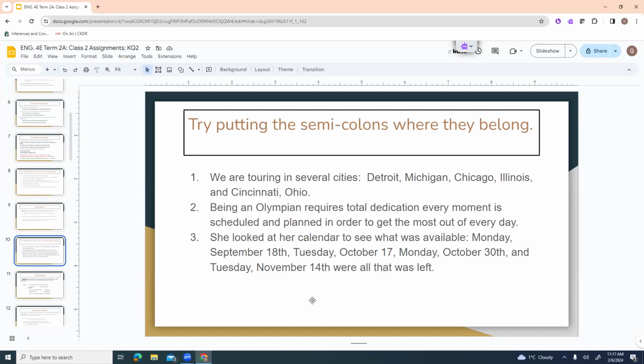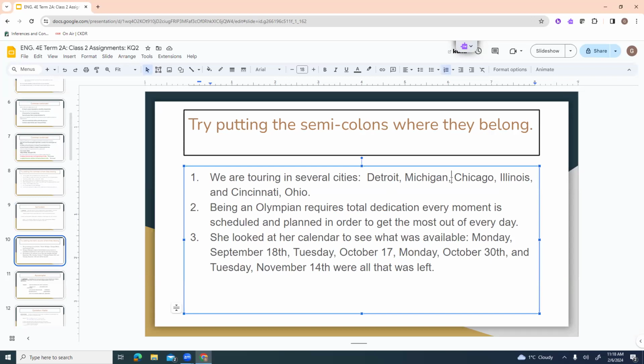Try putting the semicolons where they belong. We are touring in several cities: Detroit, Michigan, Chicago, Illinois, and Cincinnati, Ohio. So you can see this is one where Detroit, Michigan, there's my state. So I'm going to put a semicolon because now I've got a new place, Chicago, Illinois. And there's my state. I'm going to put a semicolon and Cincinnati, Ohio. Now, I don't need one here because the sentence is ended.